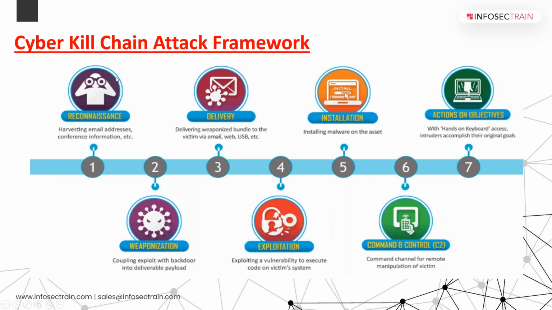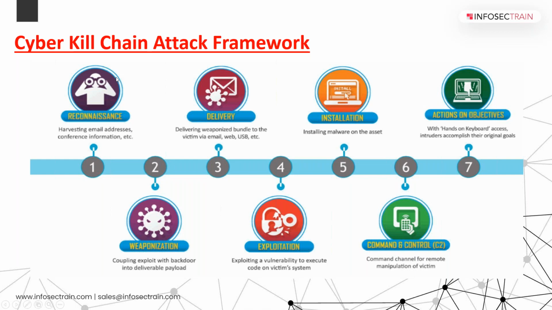So once my weapon has been created, I will try to deliver my weapon. Again, with a social engineering attack, I will try to send it over an email. You have won the lottery. Click on this link to claim your reward. Okay. So once it has been sent, that needs to be exploited. Okay. So the next phase is exploitation.